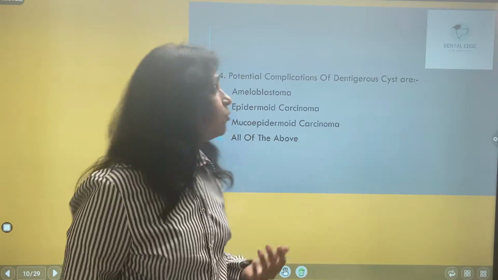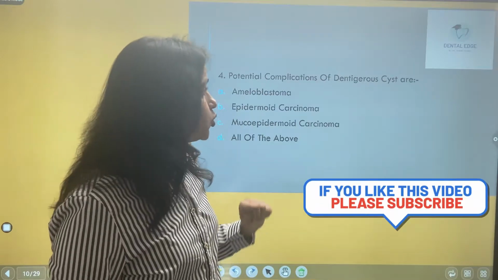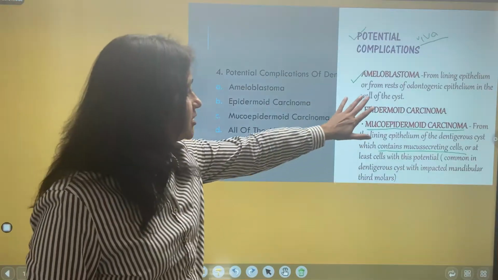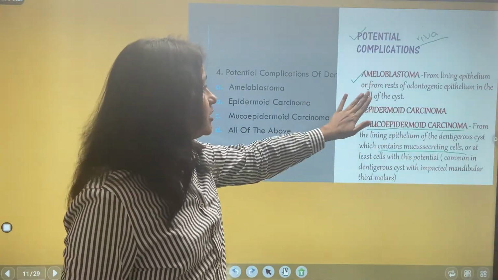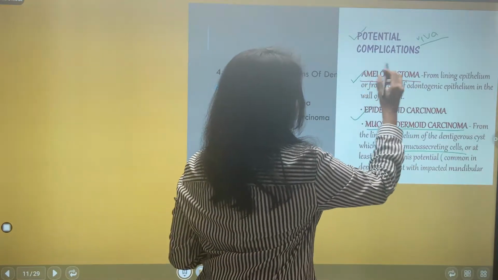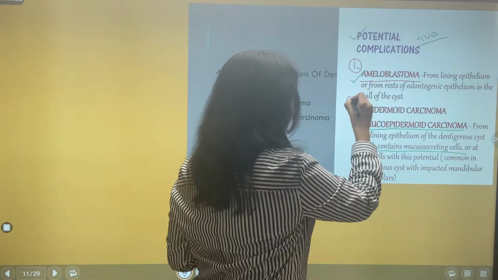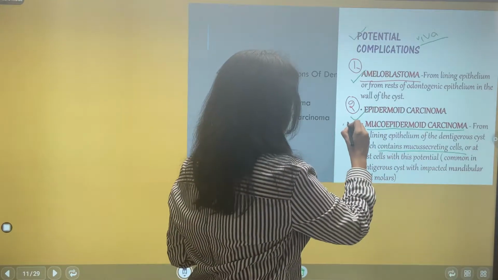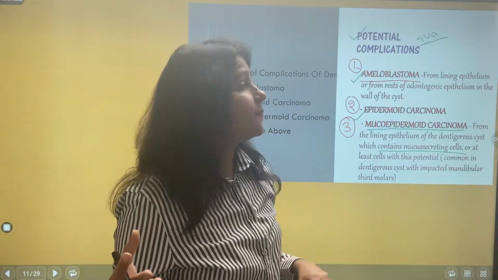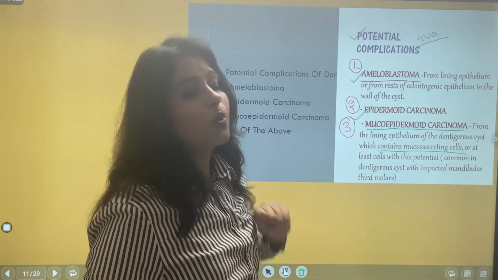Coming to the next MCQ, potential complications of a dentigerous cyst. Dentigerous cyst is an odontogenic cyst. You should remember the complications of a dentigerous cyst. There are 3 complications. A dentigerous cyst may convert into an ameloblastoma. This is first. Then you should remember epidermoid carcinoma, and third, mucoepidermoid carcinoma. So, from the lining epithelium or from the rest of odontogenic epithelium in the connective tissue wall, there can be formation of ameloblastoma, epidermoid carcinoma, and mucoepidermoid carcinoma.